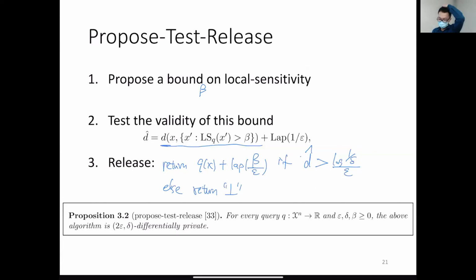Okay, so that's the idea of propose-test-release. It can be shown that with parameters epsilon, delta, and beta, this algorithm with any such parameters is epsilon-delta differentially private. We'll see how to generalize the previous analysis of the proof on the distance to instability to this case.